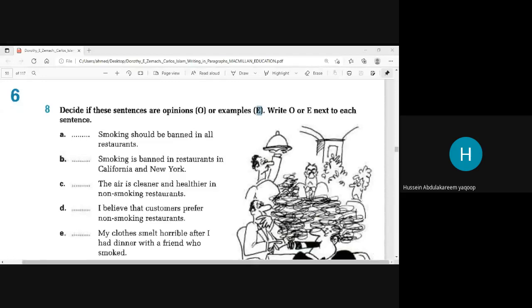Example, because you see here the writer used Paris to support what he is trying to say. The last one, yes, please.